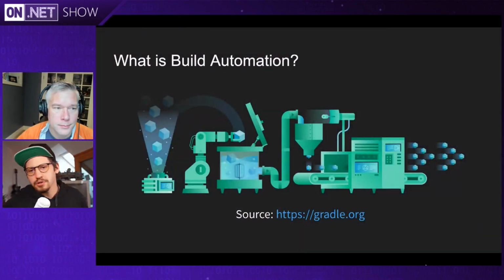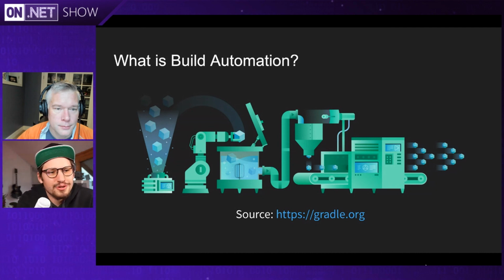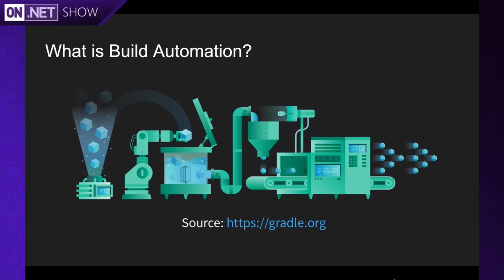Okay, so first I can share my screen. Then I've prepared one slide here. What is build automation in general? So I think this picture, which I took from the Gradle website, shows it quite nicely. Build automation means that we put in our source code at the front of something like a build pipeline. And in the end, we end up with something like a deliverable. And in between, there can be various steps like compiling the solution, restoring packages, all that kind of stuff.